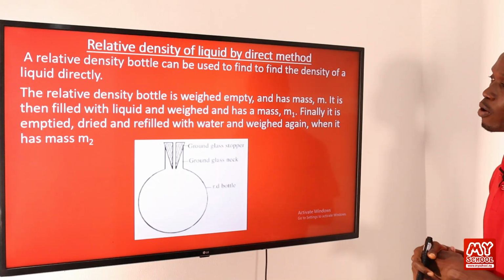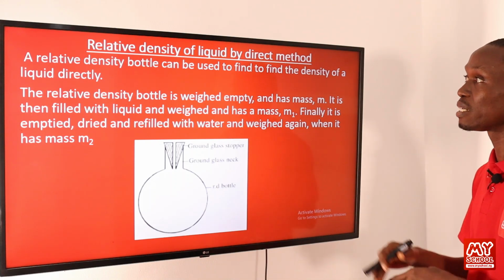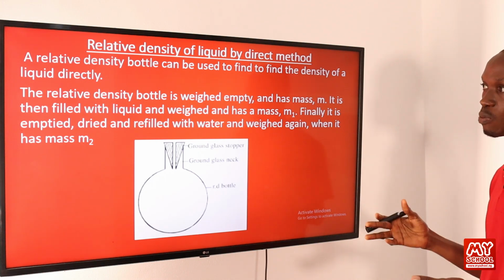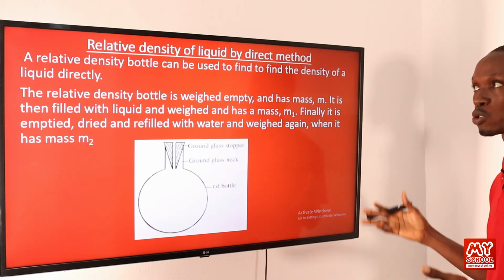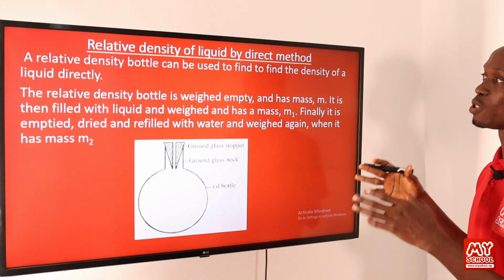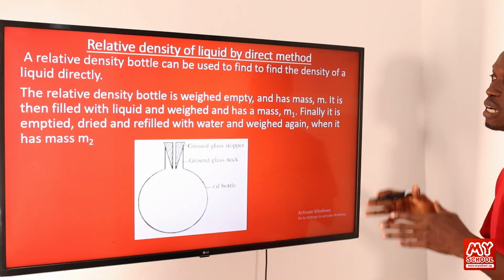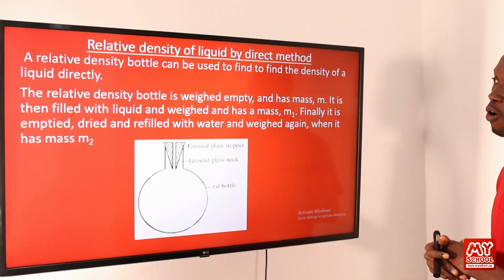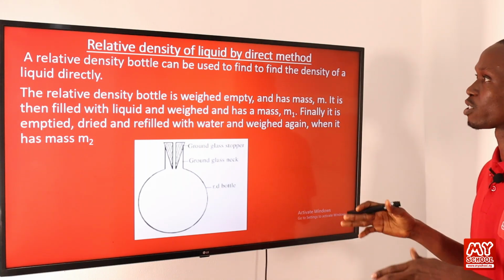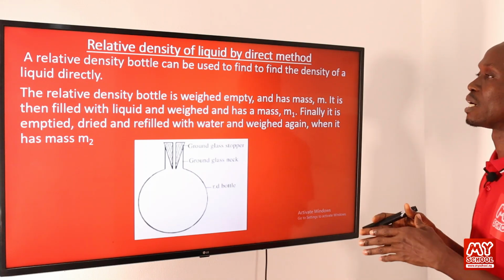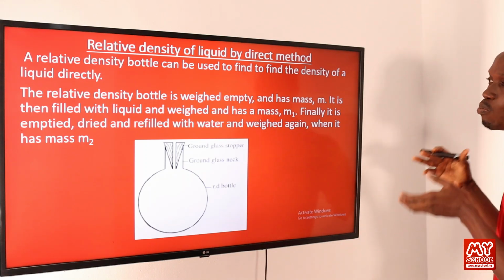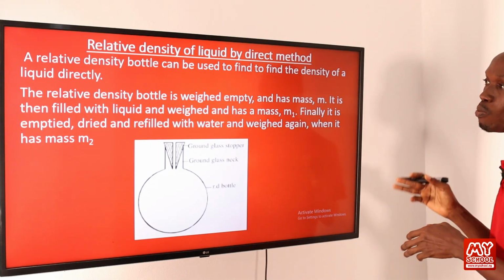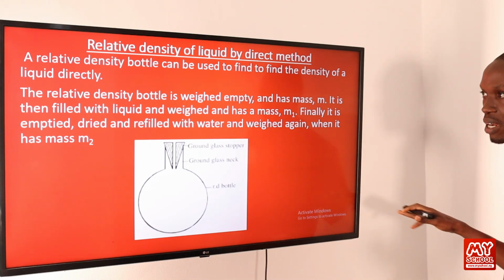So on the next slide, we are going to be discussing relative density of liquid by direct method. So by direct method, of course, we have the relative density bottle. So here we'll just be discussing how to use the relative density bottle to measure the density of a liquid. Okay, and that is what is referred to as relative density of liquid by direct method, because we are using a relative density bottle to measure the density of the liquid directly.